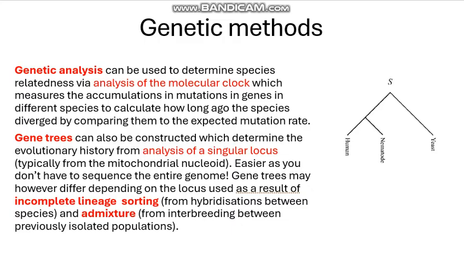We also have the genetic method, where genetic analysis can be used to determine species relatedness via analysis of the molecular clock, which measures the accumulation of mutations in genes in different species to calculate how long ago the species diverged by comparing them to the expected mutation rate. Gene trees can also be constructed, which determine the evolutionary history from analysis of a singular locus, typically from a mitochondrial nucleoid. These are easier as you don't have to sequence the entire genome.